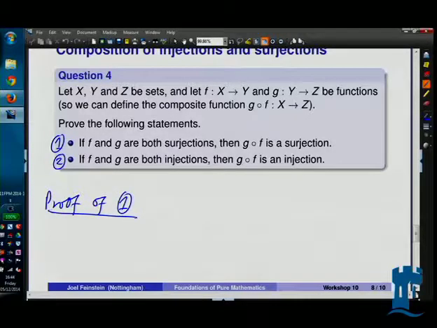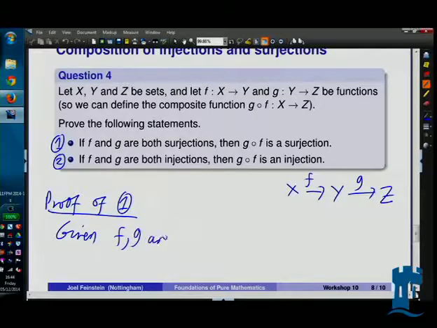And remember, we've got x going to y, going to z, using f and g this time. So we're given that f and g are surjections. We have to prove that g composed with f is a surjection from x to z. Here's g composed with f.